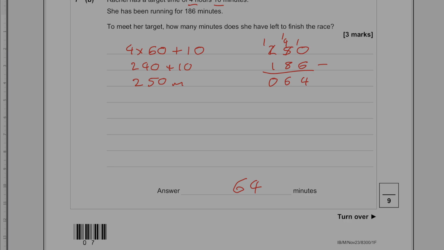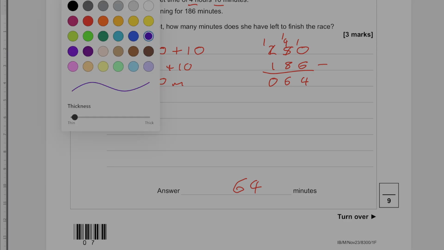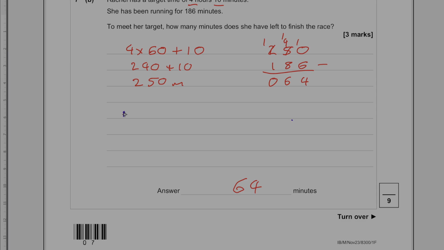I'm going to show a second method just because it's useful to check. I was thinking as I was doing it that this might have been a better way of doing it rather than doing the subtraction. What I could have said is, if I start with 186, what do I need to add on to get to 240? And I'm going to do it in a chunking method. So to get from there to there, I would need to add on 14 minutes.